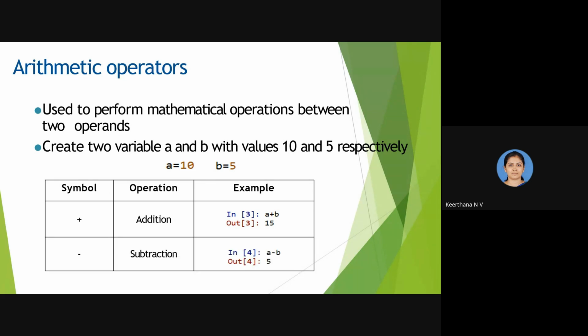The next one is subtraction. Subtraction is used since you're going to subtract two values stored in variables. The values are A equal to 10 and B equal to 5. If you use a subtraction operator, it will show A minus B, 10 minus 5, and the answer will be 5.